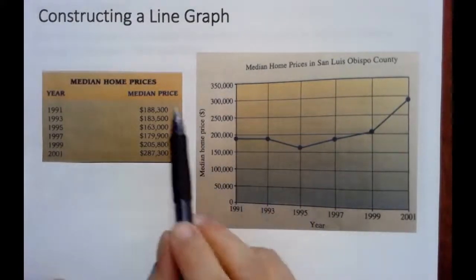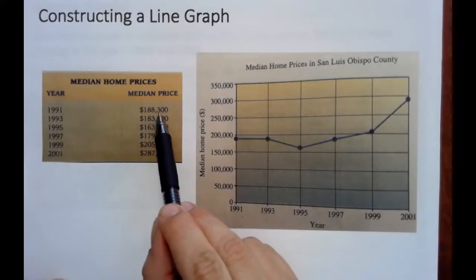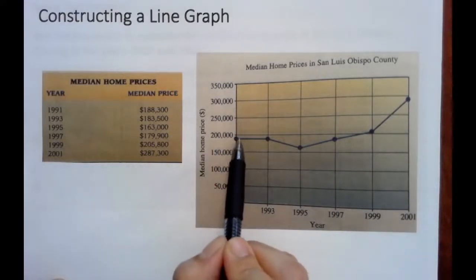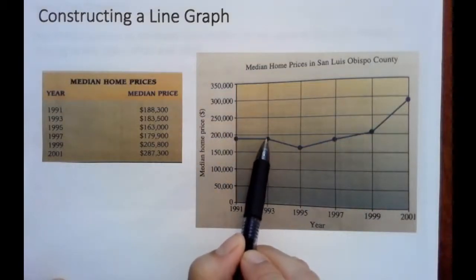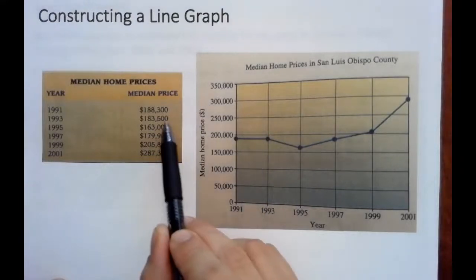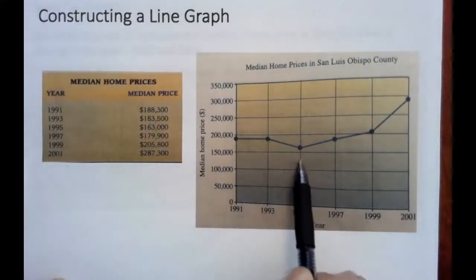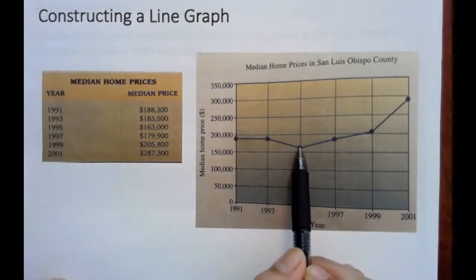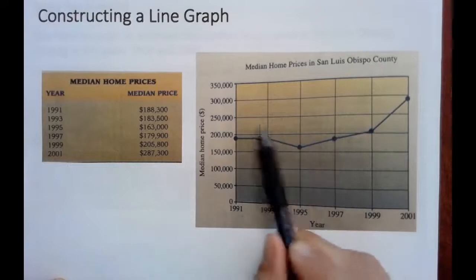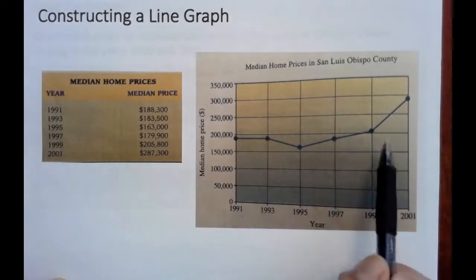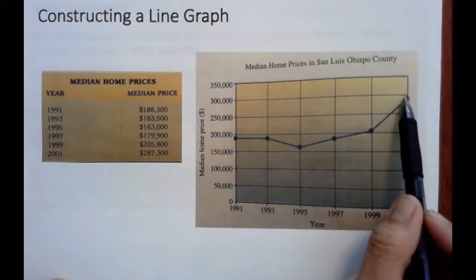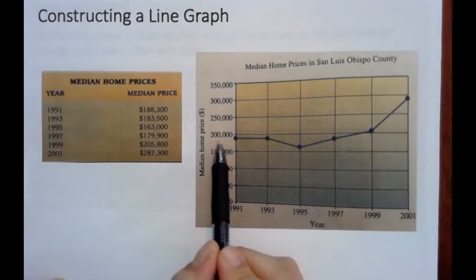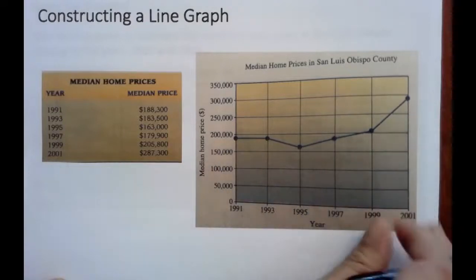So at 1991, the median price was 188,300. That's a little bit below 200,000. See? And then this would be the same, maybe a tad below, because it's only a $5,000 difference. 163,000 would be a little bit closer to 150. 179 is like 180, which again is closer to 200,000. 205 would be right above the 200,000 line, and 287 is closer to 300,000. And then you just connect the dots, and that's your line graph.